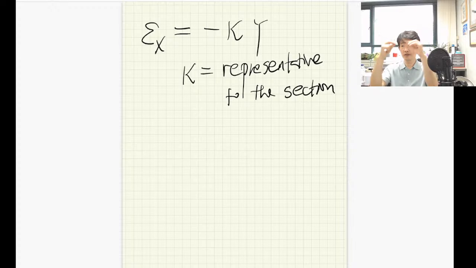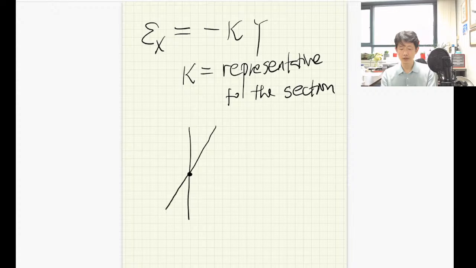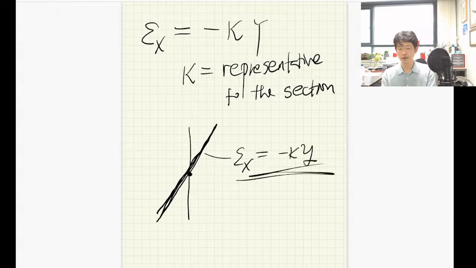It is representative of the cross section, and the strain depends on the y coordinate. At the position of the neutral axis, my strain for the beam problem is equal to 0, and it is linear with respect to the y coordinate. This is my strain distribution. My strain distribution is linear. Is it clear? That's the meaning of this equation: my strain distribution is straight.